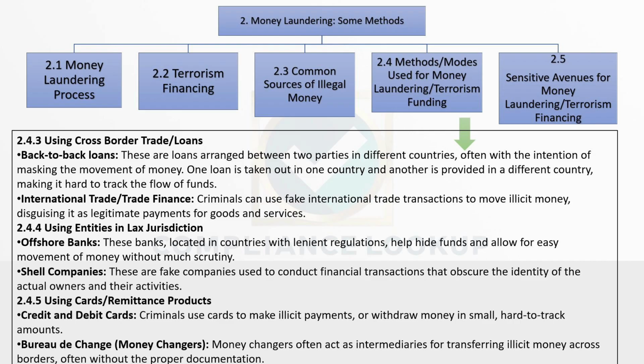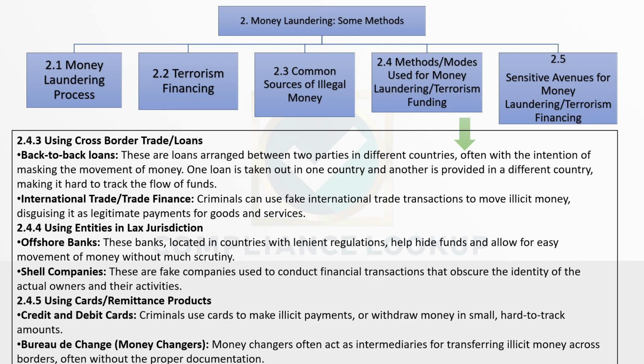Money changers or bureaus de change often serve as intermediaries in transferring money across borders. These establishments convert cash into foreign currencies, and in some cases, criminals use them to launder money. Since some money changers do not adhere to strict documentation requirements, they can be used to transfer illicit funds across borders with minimal oversight.